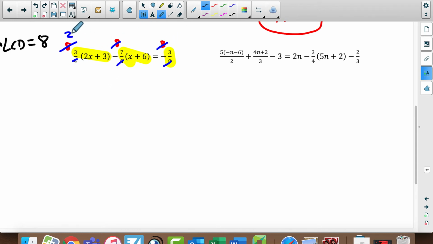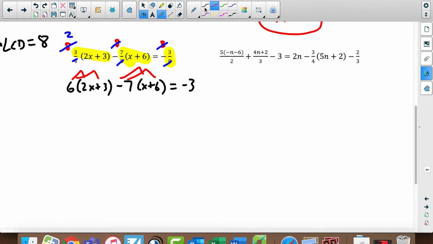So what do we now have over here? We have 2 times 3, which is 6, times the 2x plus 3. Those cancel. We just have negative, or take away 7x plus 6, and this is still negative 3. So you're going to have to do the distributive property 2 times here. You get 6 times 2x is 12x. 6 times 3 is 18. Now you have negative 7. Don't forget, you have to take the sign in front. Negative 7 times x, which is negative 7x. And negative 7 times 6 is negative 42. And it equals negative 3.